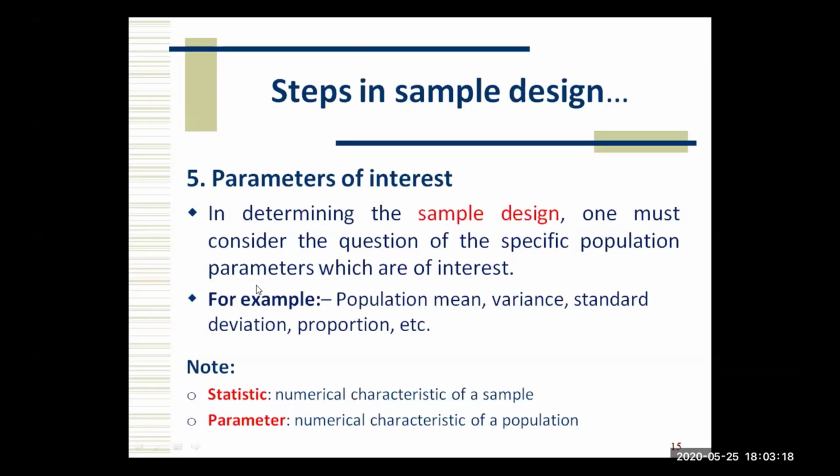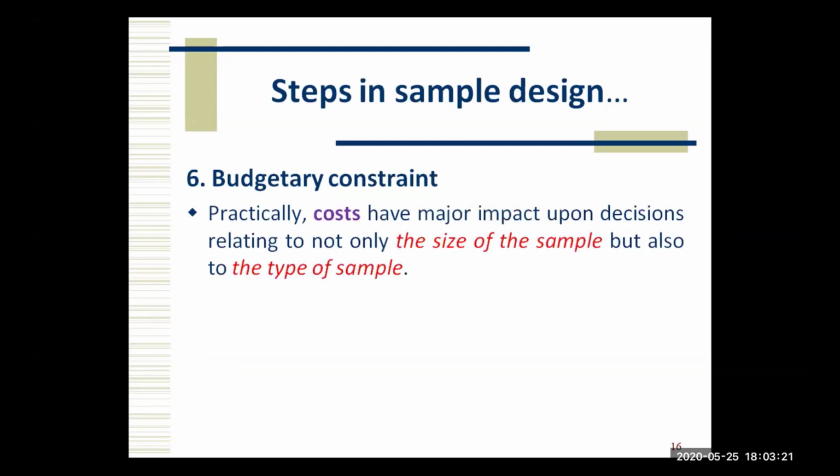You also need to identify your specific target, and above all, while developing the sampling design, you also need to consider the cost. The cost has a major impact upon decisions related to the size of the sample, and the type of sample will also be quite determined by the budget. Therefore, while you are developing a sampling design, you also need to consider specifically the budget issues. That is also the point.